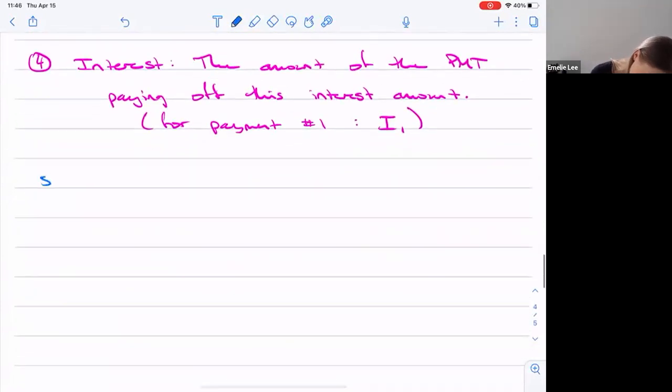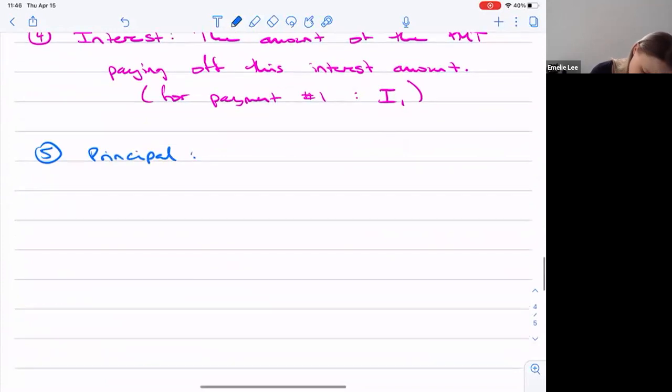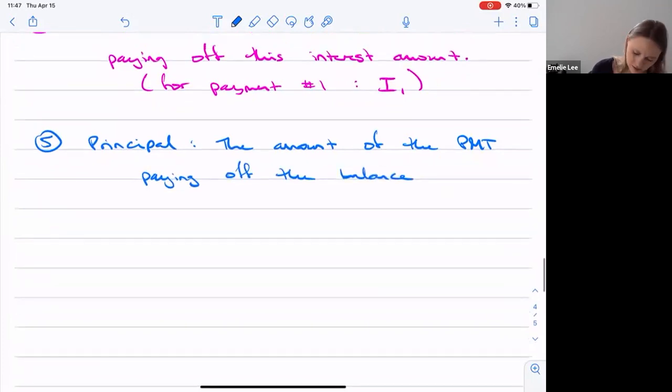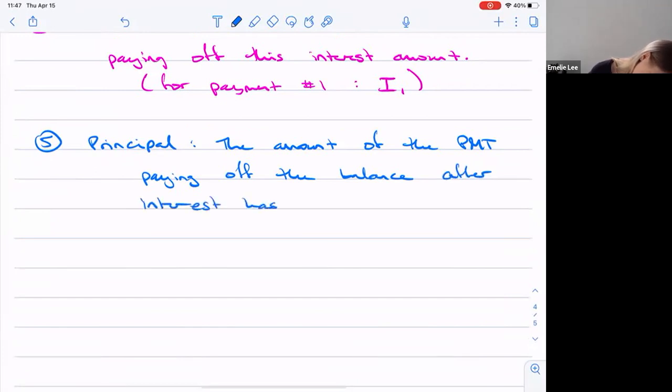So 5 is the principal, and it's the amount of the PMT paying off the balance after the interest has been paid.